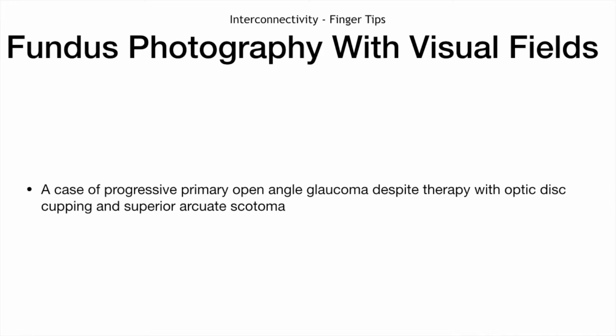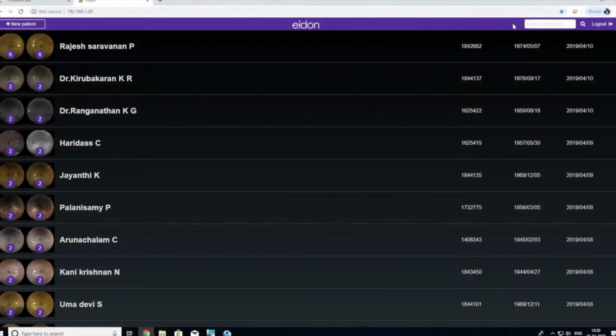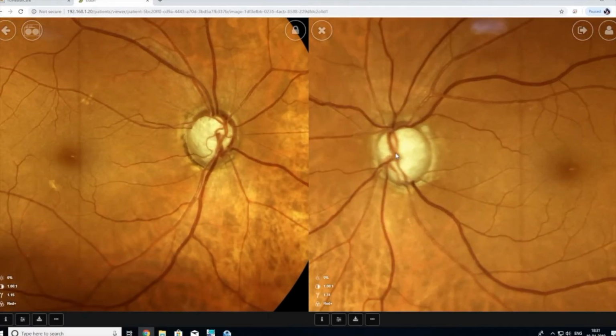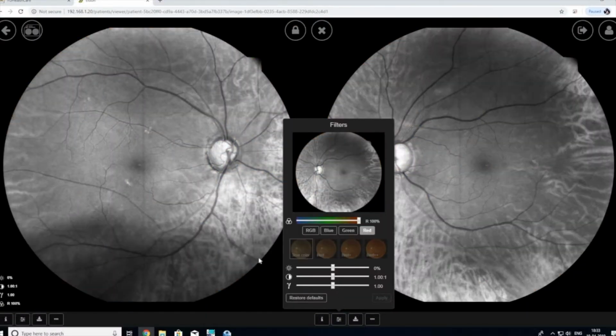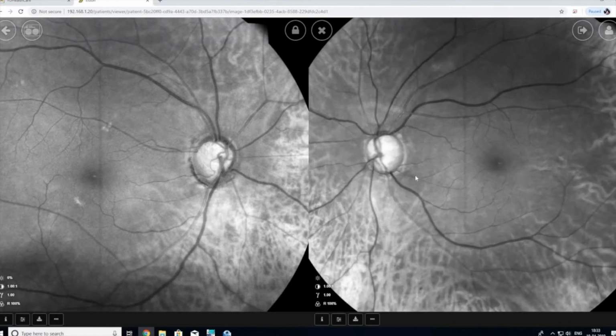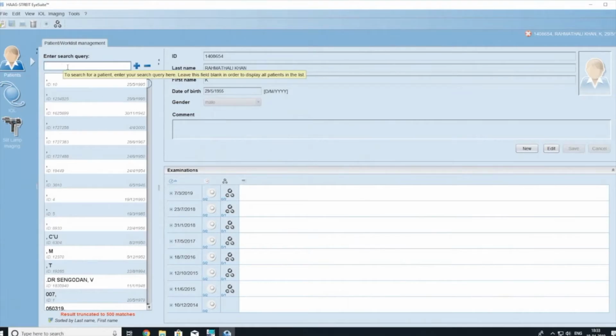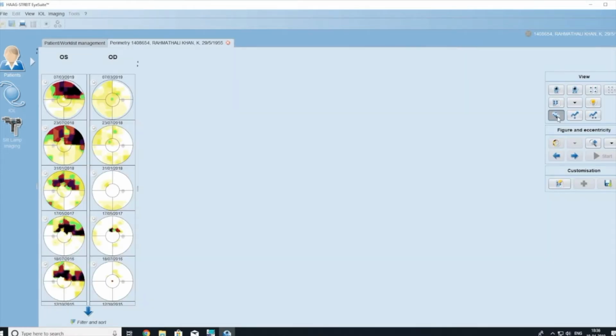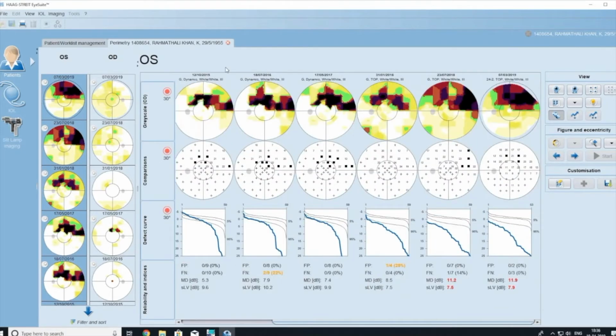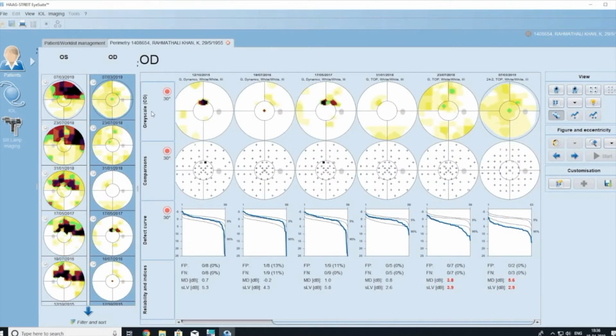Let us see how a progressive primary open-angle glaucoma patient has been evaluated with the gauntlet. A fundus photograph is done and both eyes are compared with one another, and if a red-free filter is needed to view the retinal nerve fiber layer, it can also be used. The visual fields are opened simultaneously side by side, and the progression of the superior arcuate scotoma in shape and depth in the left eye is beautifully documented.